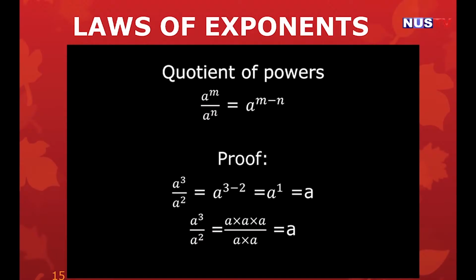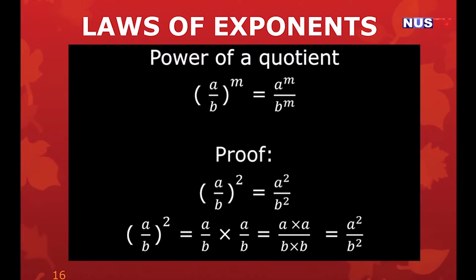Where this law comes from, let's have a look. A to the power of 3 means you are multiplying a 3 times, a times a times a, on top of the numerator. And in the bottom, you have a to the power of 2, which means you are multiplying a 2 times, a times a. Now remember the basic mathematics, you can cancel like terms, because they are all like terms. Cross out the 2 on the top, cross out the 2 at the bottom, and that leaves you only 1 a. So that's where this quotient of power is coming from.